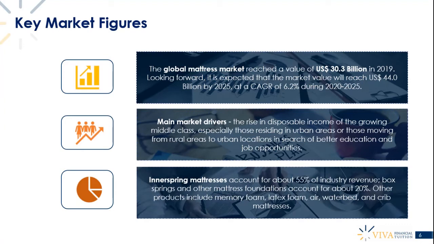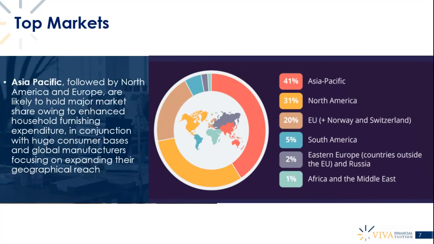Inner spring mattresses, okay, and pocket sprung mattresses in particular, they account for the majority of industry revenue. Still, that's around 55%. Box springs and other mattress foundations account for about 20%. Other products include memory foam, latex foam, air, waterbed, and crib mattresses. And as I mentioned in the previous slide, memory foam in terms of growth is the highest growth sector in the last 15 or 20 years. Okay, but we're going to talk more about memory foam in a little while, some interesting controversies regarding that particular kind of mattress. Let's look at it regionally now, top markets in terms of market share.